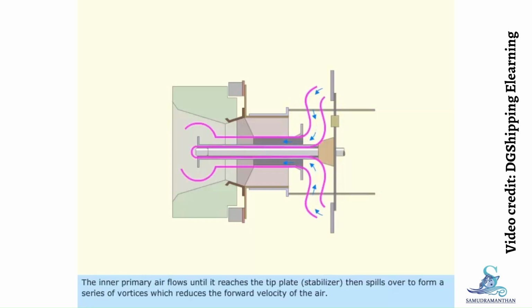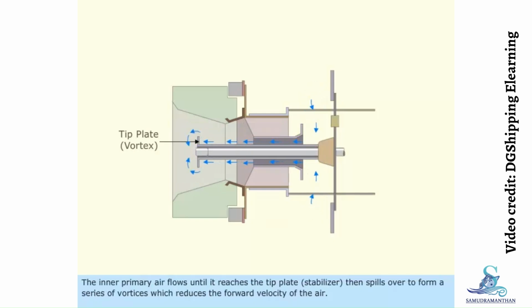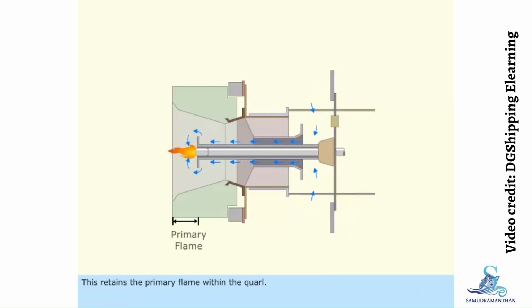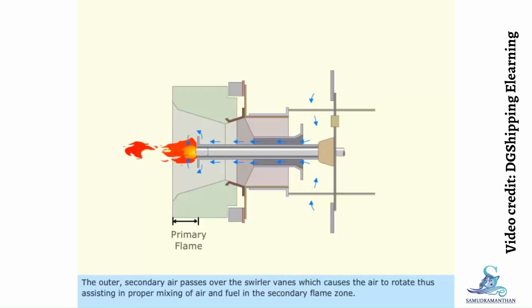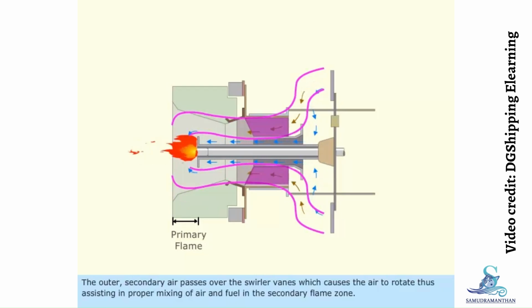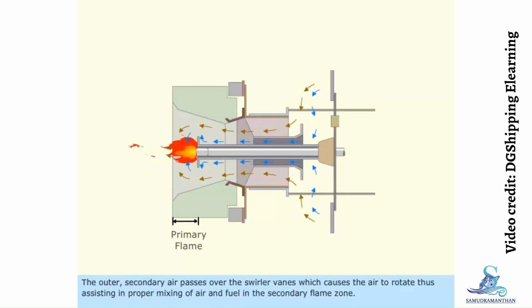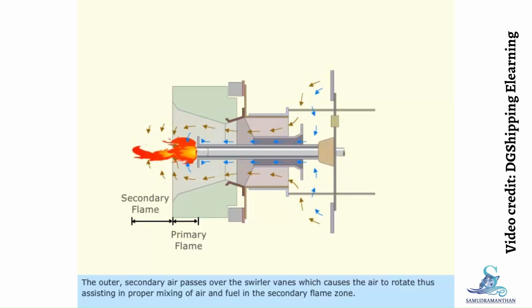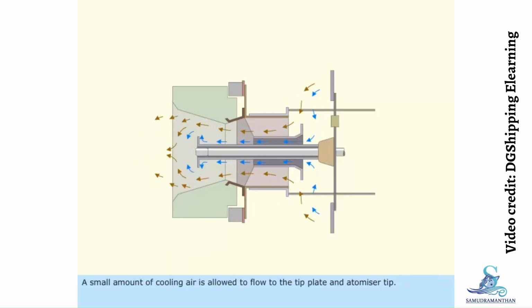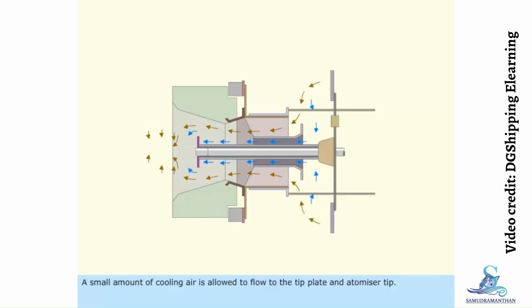The inner primary air flows until it reaches the tip plate stabilizer, then spills over to form a series of vortices, which reduce the forward velocity of the air. This retains the primary flame within the quarl. The outer secondary air passes over the swirler vanes, which causes the air to rotate, thus assisting in proper mixing of air and fuel in the secondary flame zone. A small amount of cooling air is allowed to flow to the tip plate and atomizer tip.